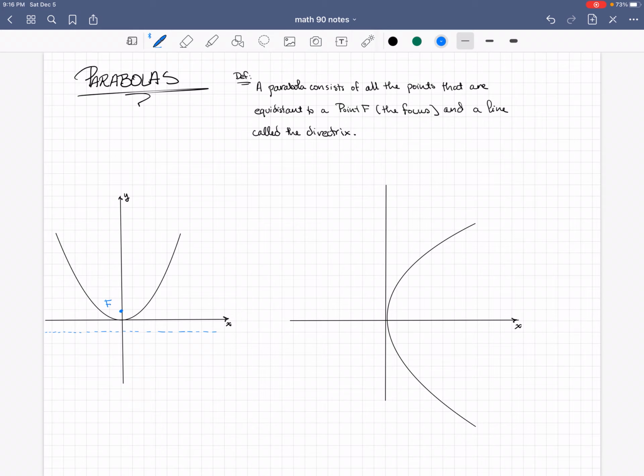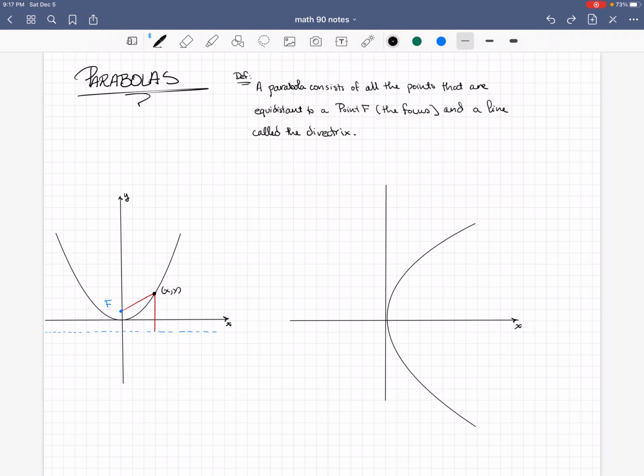The definition of a parabola is that if you take any point, let's just say here is a point (x, y), and you draw the line connecting that point to the focus, and the line connecting that point to the directrix, those two lines are the same length. This is true of any point on the parabola.